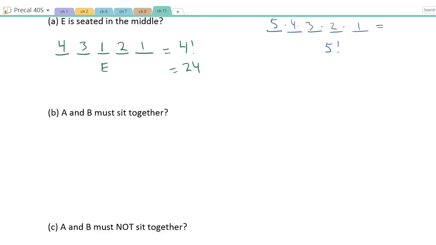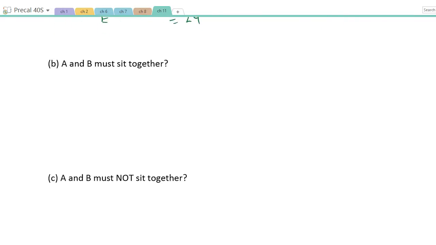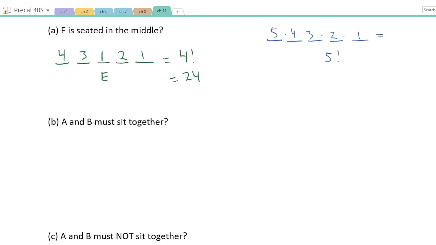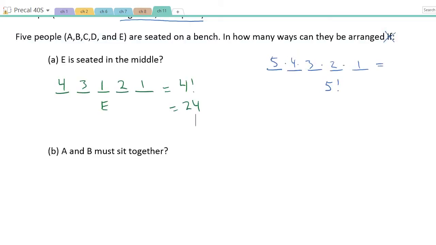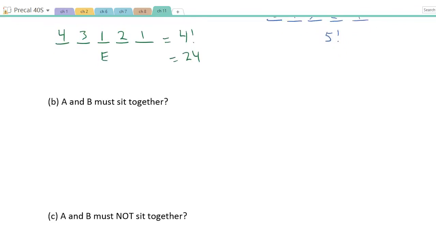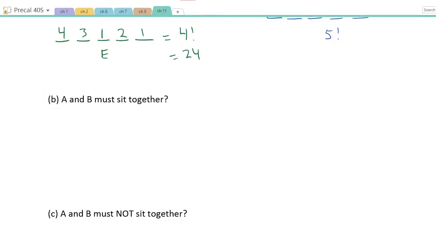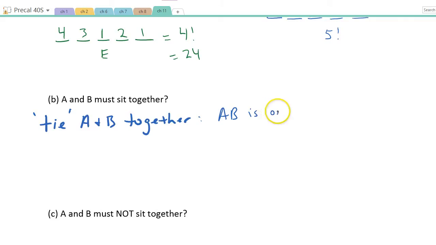Okay, so for the next one it says, what if A and B must sit together? Oh, A and B, they're such troublemakers, saying, oh, we have to sit together. All right, so here's what we're going to do. We're going to pretend that A and B are 1 person. The words we often use for this is that we are going to tie A and B together. So we're going to pretend that they are 1 object. Okay, AB is 1 object.